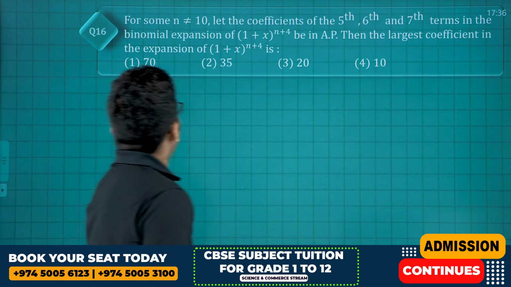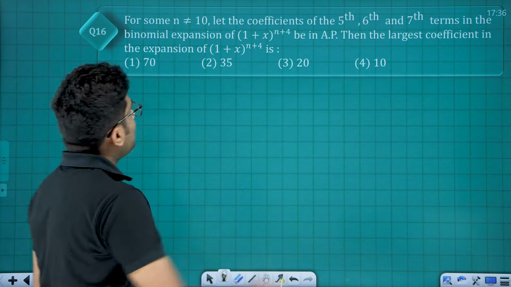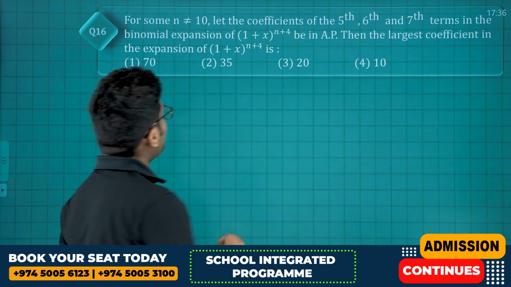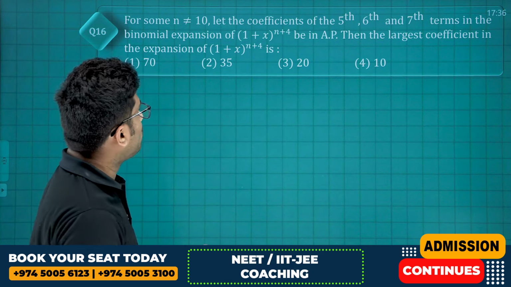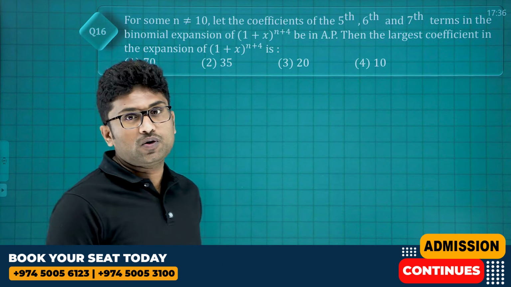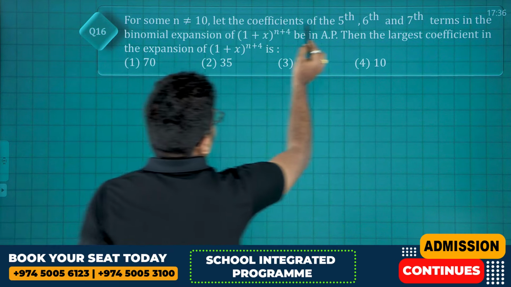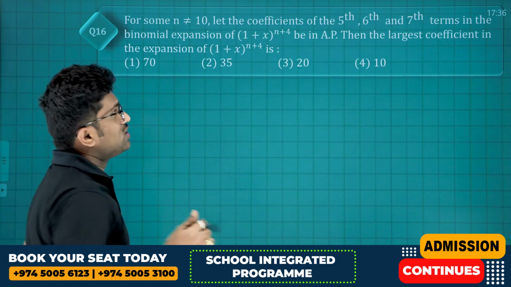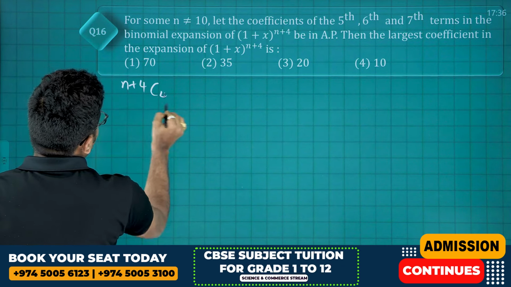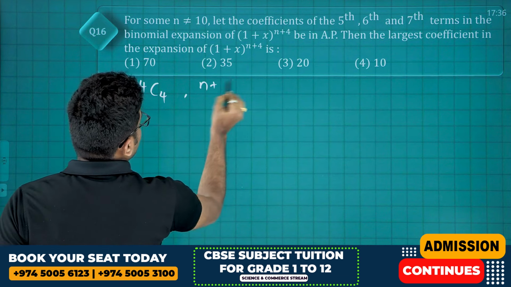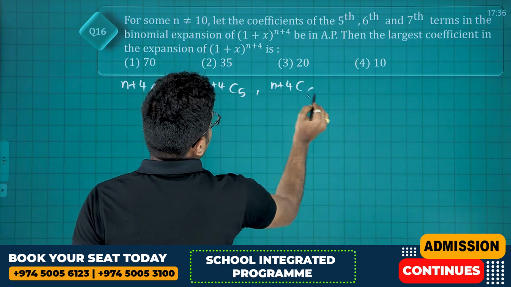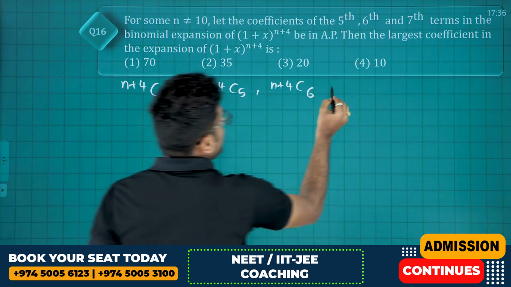Next question. For some n not equal to 10, let the coefficients of 5th, 6th and 7th terms in the binomial expansion of 1 plus x whole power n plus 4 be in AP, then the largest coefficient in the expansion of 1 plus x whole power n plus 4. See, let the coefficients of these terms. What is the coefficient of 5th term? That is n plus 4 C4. 6th term is n plus 4 C5 and n plus 4 C6. These three are in AP.